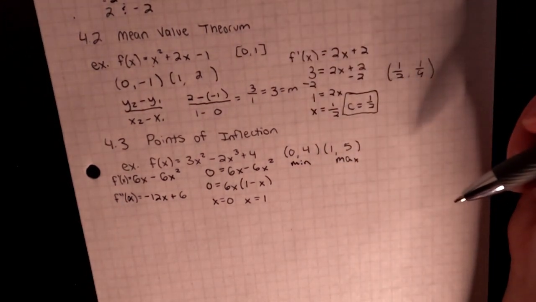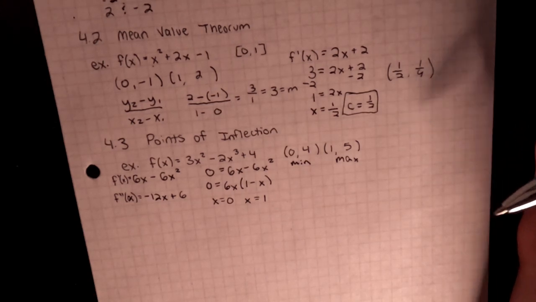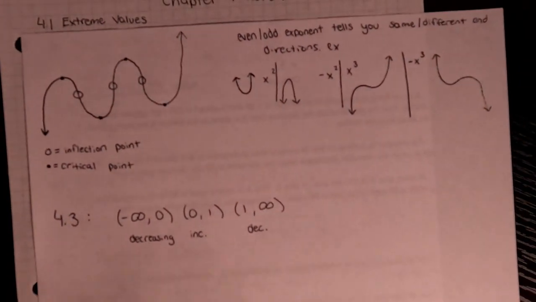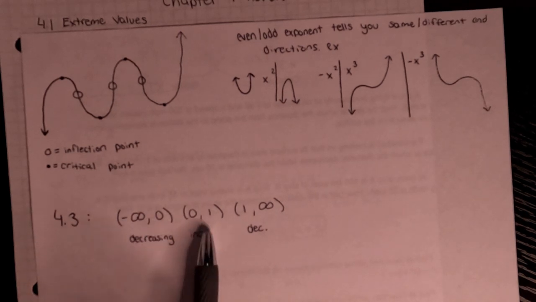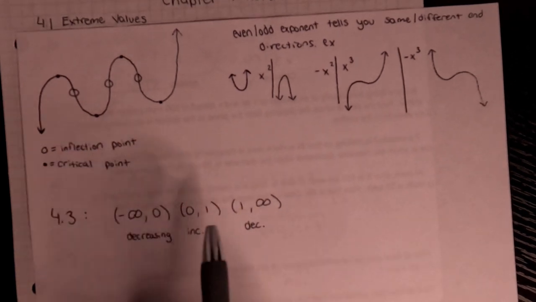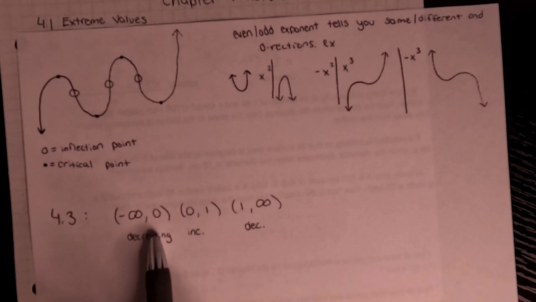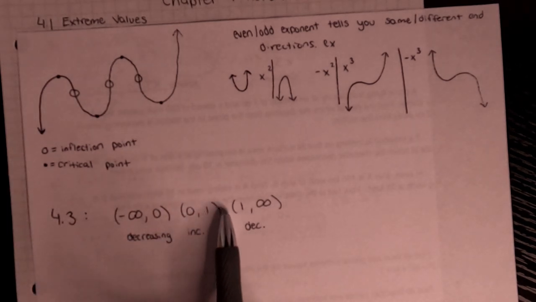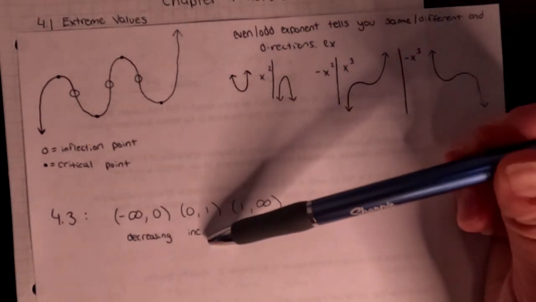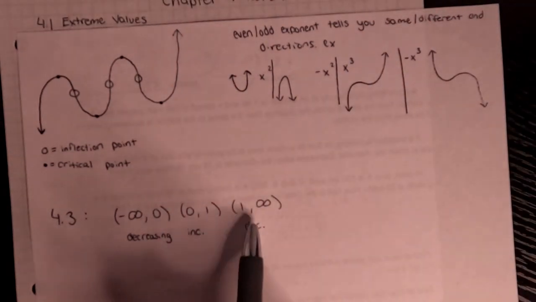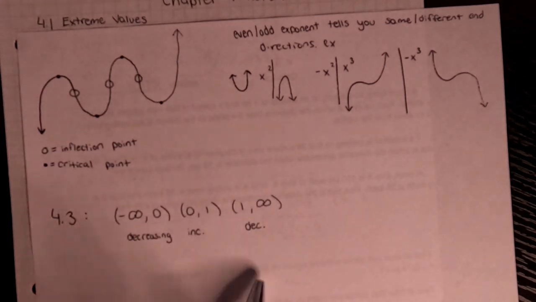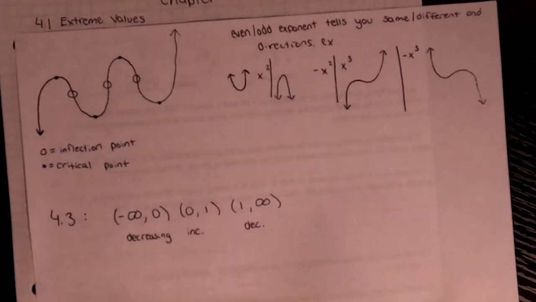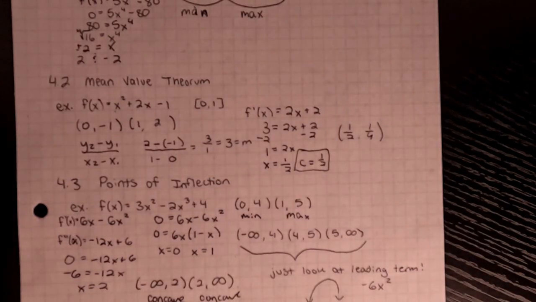And then if it asks you where it's increasing or decreasing, so this should look like this interval, and if you plug in a number less than 0, you get a negative number, which means it's decreasing. If you plug in a number between 0 and 1, like a half, you get a positive number, so you know it's increasing. And if you plug in a number larger than 1, you get a negative number, so that tells you it's decreasing.